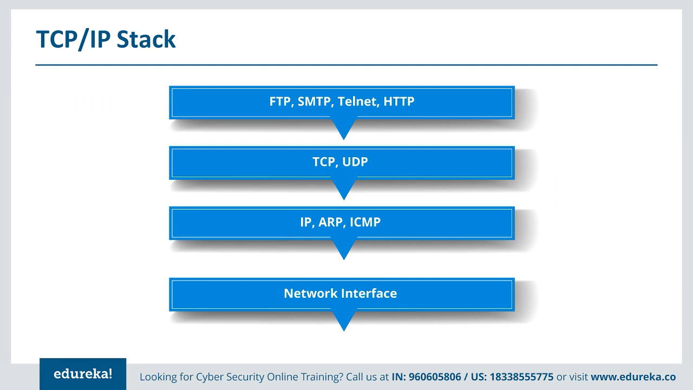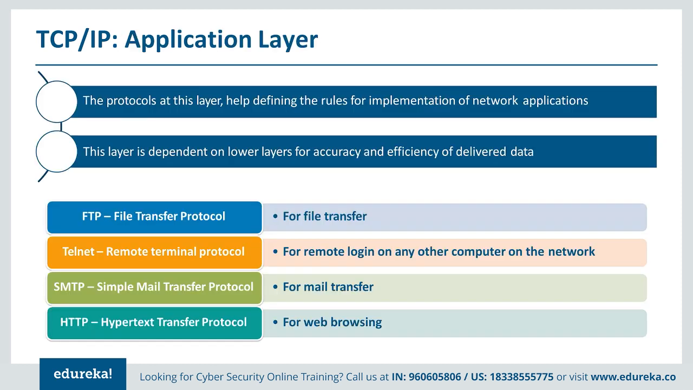So, the simple TCP/IP stack. What are the protocols used? The application layer uses FTP, SMTP, Telnet, HTTP, etc. The host-to-host layer uses TCP and UDP protocols. And the internet layer uses IP, ARP, ICMP. And then the network layer, the network interface. These are simple examples.